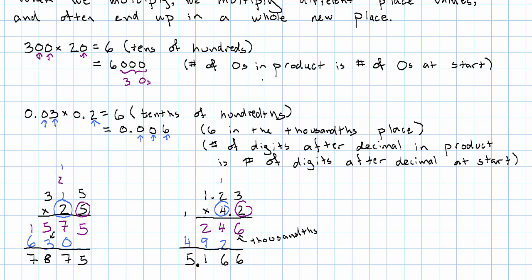Again, the number of digits after the decimal point was the number of digits after the decimal point that we started off with. 1, 2, 3, 1, 2, 3.